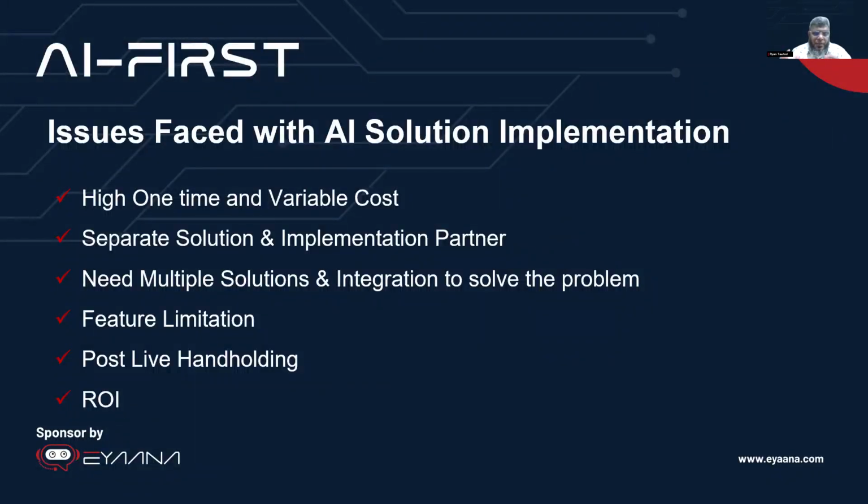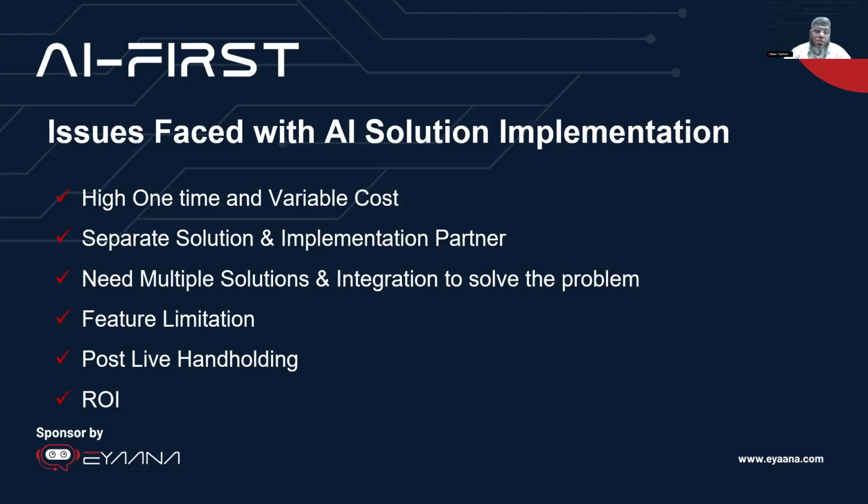Solution to solution, there are different ways of implementation. Some providers will give you the solution and become your implementation partner as well. But for some solutions, the implementation partner is different from the solution partner. For example, for IBM Watson, they use a different implementation partner. And for solutions like, let's say, EANA, it's a solution provider and it's your implementation partner as well.